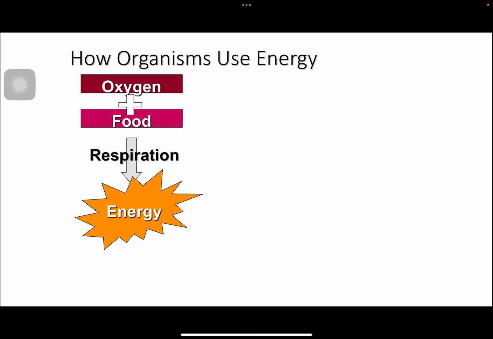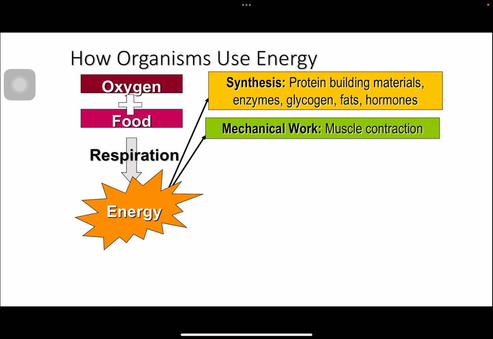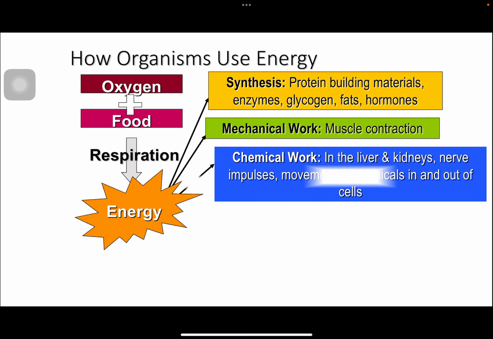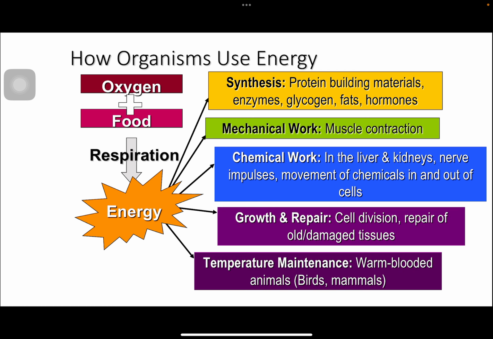So the oxygen and food that are taken into our body are used in respiration in order to release energy. It is used for synthesis, mechanical work in our body, chemical processes as well, growth and repair, and maintaining a constant temperature, especially in warm-blooded animals like us.